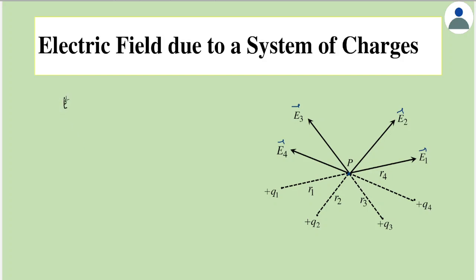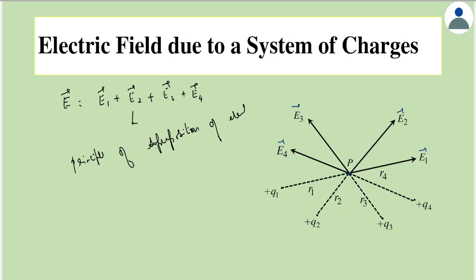So the total electric field is given as the vector sum of each field. In this case, since we have 4 fields, it will be the vector sum of 4 fields, and this is called the principle of superposition of electric fields. In simple terms, this tells us that the net field or the total field at any point is equal to the vector sum of individual fields. This is a very important principle because based on this principle, there will be a lot of numericals.